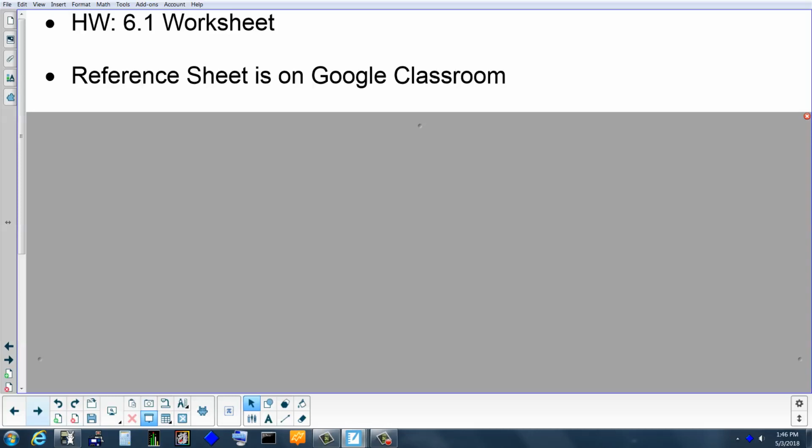The reference sheet, somebody asked me yesterday, they lost it. I put it on Google Classroom. That has the 3 blank grids on it. If you lost it, you can print it off Google Classroom.